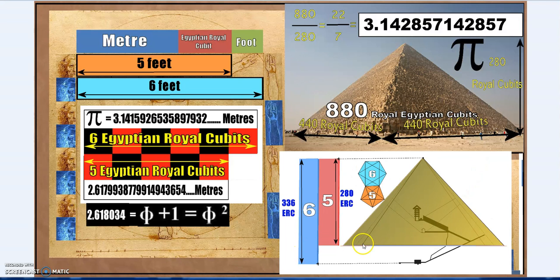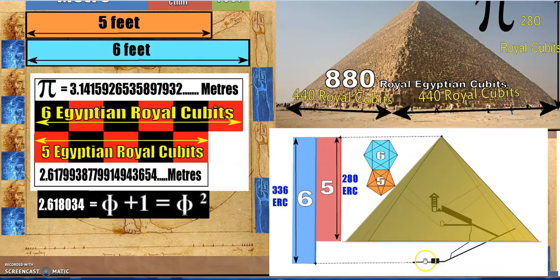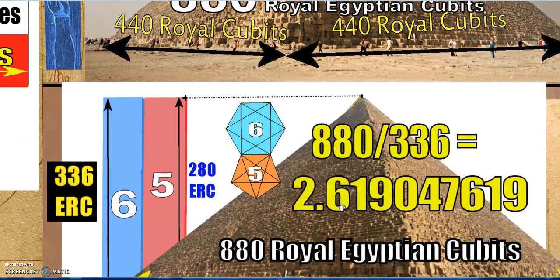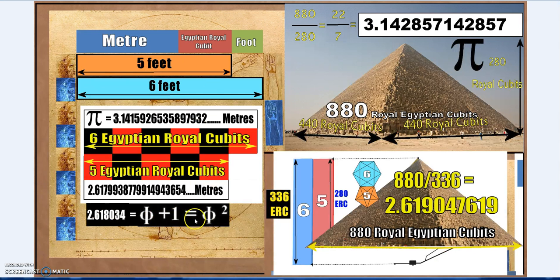And back to that 6/5 ratio, including the subterranean portion. So above ground, it's 5. Including the subterranean, the height is 6. And so again, 880 Egyptian Royal Cubits wide. So therefore now the ratio, including the subterranean, at this 5:6, you get ever so close to the golden number plus 1. So phi plus 1 equals phi squared. That's why it's so important.